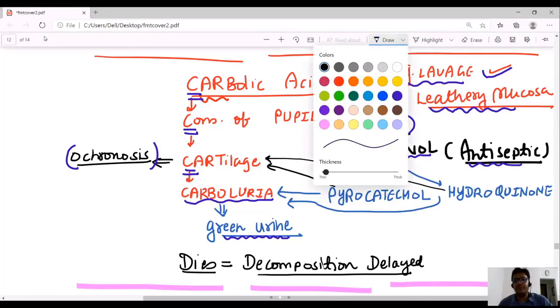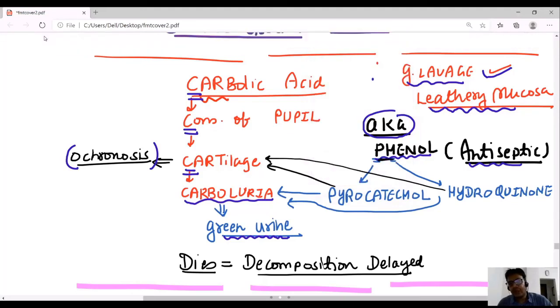Phenol, first two alphabets of phenol, PH. There are two metabolites of phenol: one is pyrocatechol, another is hydroquinone. Carbolic acid and phenol are both the same. These are secreted in the urine, known as carboluria. This is the way to remember: we can go for gastric lavage because mucosa is leathery. Carbolic acid is also known as phenol.